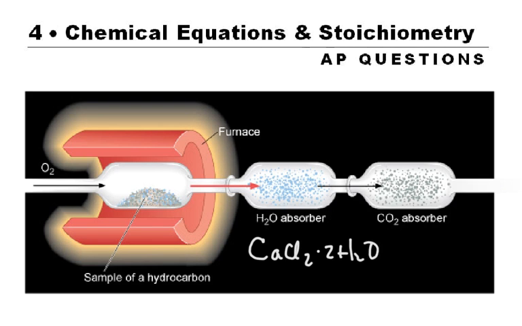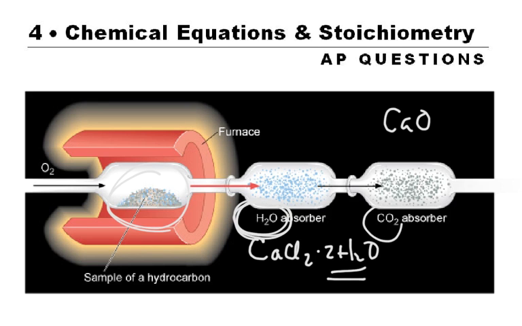CaCl2·2H2O, some kind of a hydrate, and when the combustion products pass through that absorber, it's going to gain some mass. Then we would have a CO2 absorber, something like calcium oxide, that picks up CO2 and becomes calcium carbonate. If we measure the mass of this before and after, that gives us the mass of CO2. So in this way, we get numbers for the H2O that's given off as we burn the hydrocarbon, and also the amount of carbon dioxide that comes off.